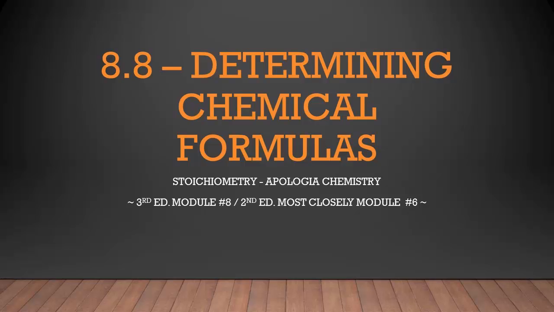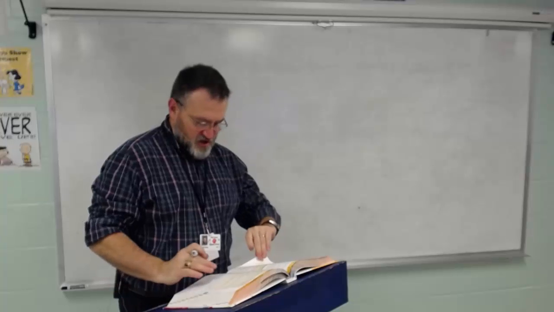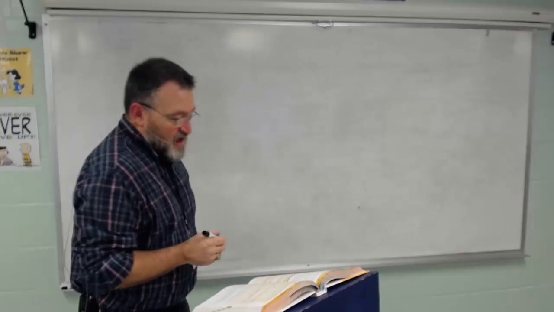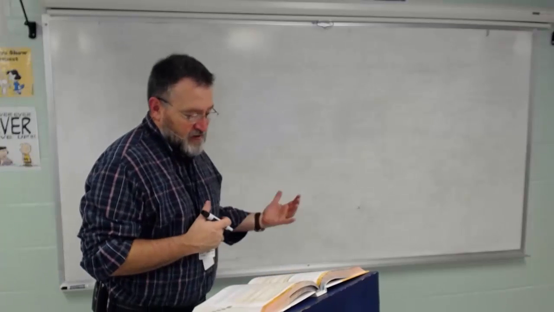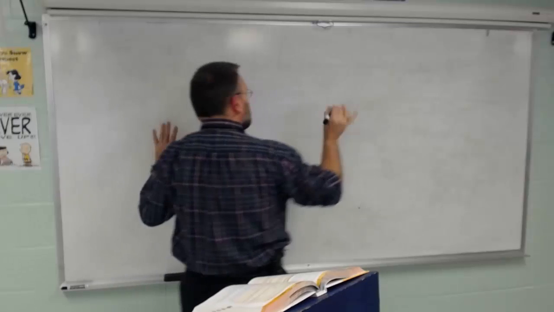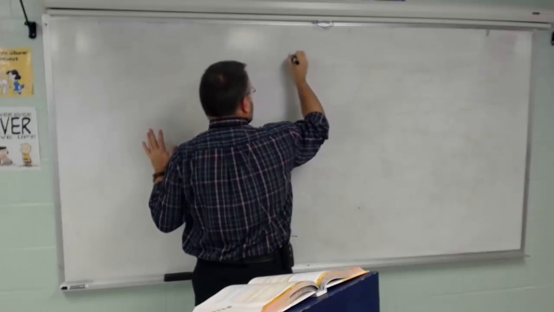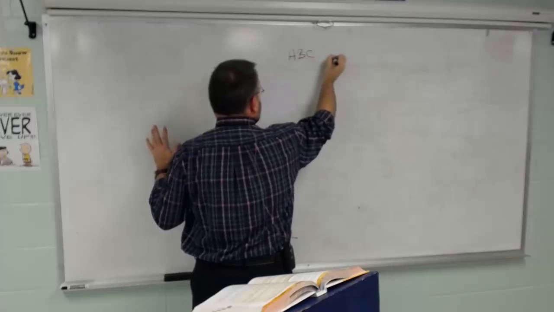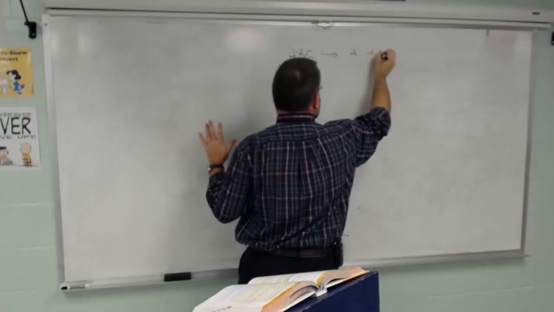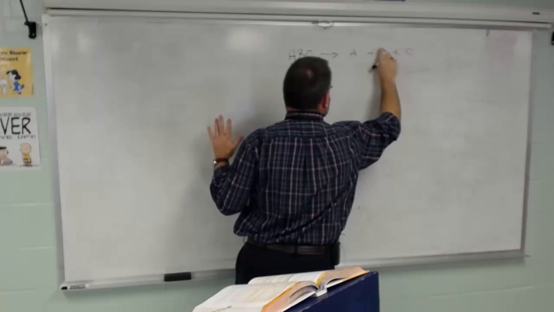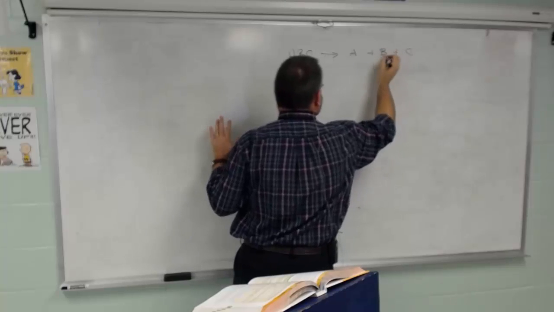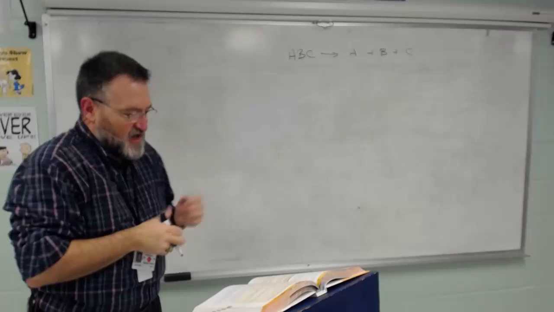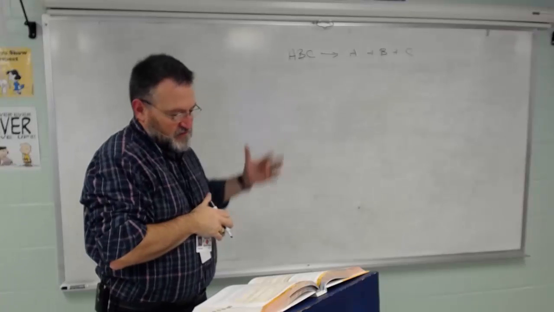Okay. Looking at 296, we're going to kick off this discussion on empirical formulas, how to determine formulas using stoichiometry. It says a chemist decomposes an unknown compound. So we've got a decomposition. I'm just going to write this on the board. Generically speaking, a decomposition is when molecule ABC produces A's and B's and C's. What is a decomposition reaction? That's a decomposition reaction, generally speaking.